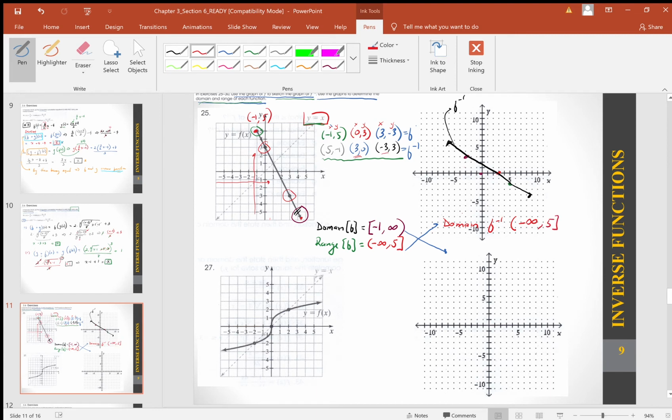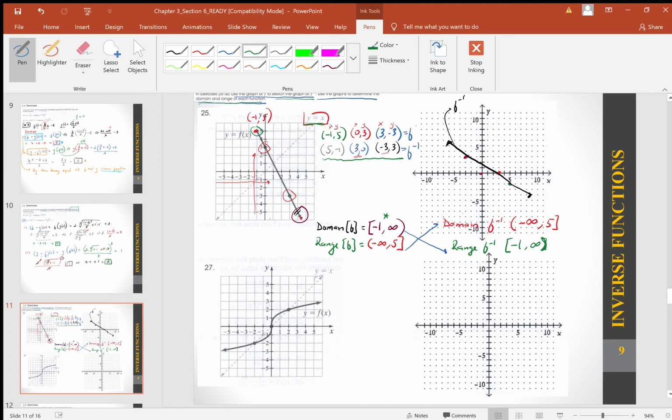And then your range. The range for your inverse function is nothing more than this right here. It's the domain of the function itself, negative 1, comma. Okay, so that's your answer right there.